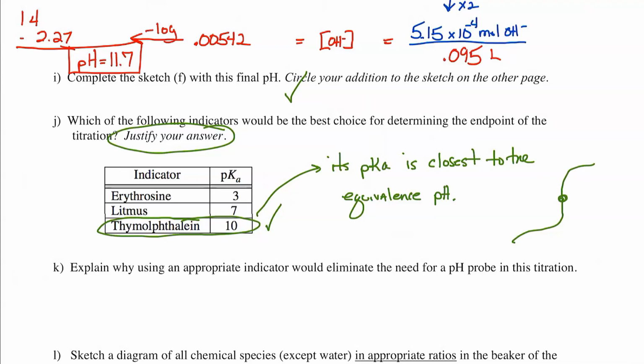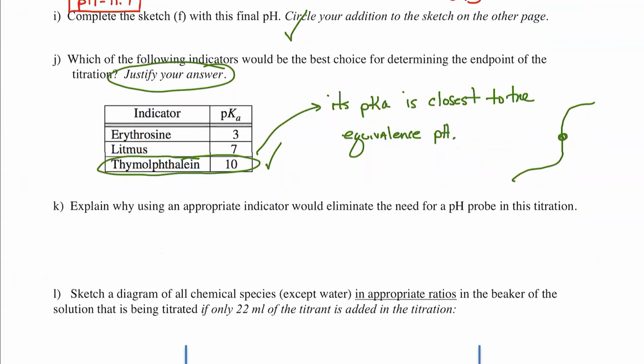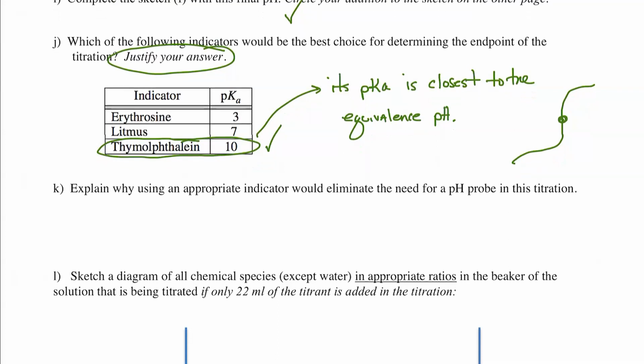Okay, so another nice thing too is you can say that the most appropriate indicator is where a pKa is plus or minus 2 away from the equivalence pH. Again, we can't calculate the equivalence pH, but you had to know that it was above 7 for this test, and the only one above 7 is thymolphthalein. But the best answer is to say that its pK was closest to the equivalence pH, okay, or it's on the asymptote.